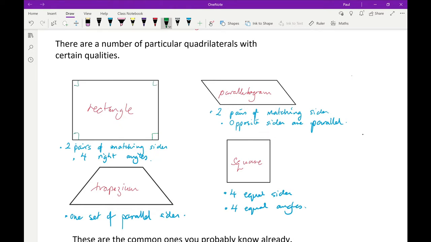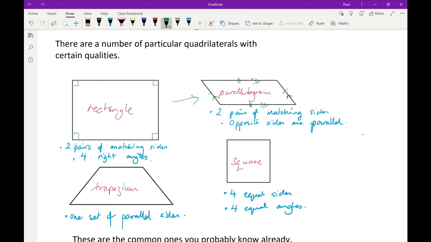Or you've got the parallelogram, which is really just a rectangle leaning over. And this has got two pairs of matching sides, so because they're matching we can mark them equal to each other. Notice the markings are different for the different lengths. And the opposite sides are parallel, so we could mark the parallel sides using the same sort of chevrons.